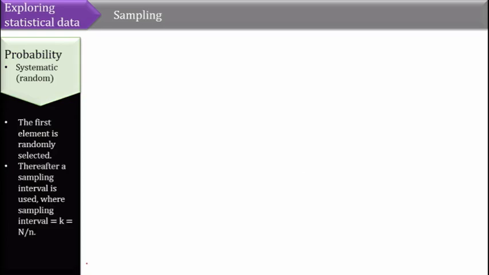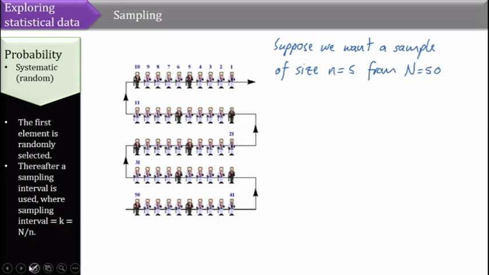Now the last one is systematic random sampling. Now systematic random sampling is exactly what the name says. It is systematic. So that means there's a pattern. The pattern we call our sampling interval, and we denote it by a lowercase k, and it is simply the population size divided by the sample size. So let's have a look at an example.